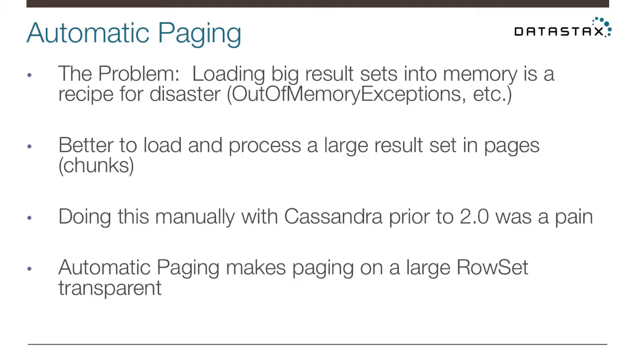Just a bad idea, right? So a better way, what you normally see people do when they want to go at this problem, is they'll load a large record set in pages and process it in chunks. So I get one page, download it, grab it from Cassandra.